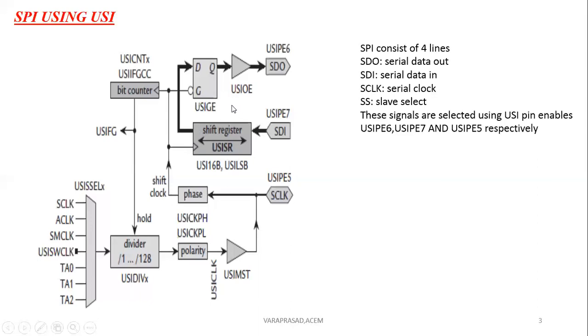Okay, so whatever is in the shift register, the data bits will be shifted to D, and during the negative clock pulse, D will be sent to the out. That is the serial data out, and whatever data we receive is received by using serial data in. Okay, so this is SPI using USI, Universal Serial Interface.